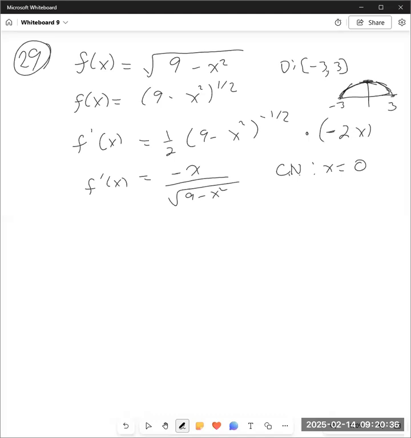So let's go ahead and find my second derivative now. f double prime of x: derivative of the numerator times the denominator minus derivative of the denominator is, well, the denominator is this thing that we started off with. So there's its derivative right there.